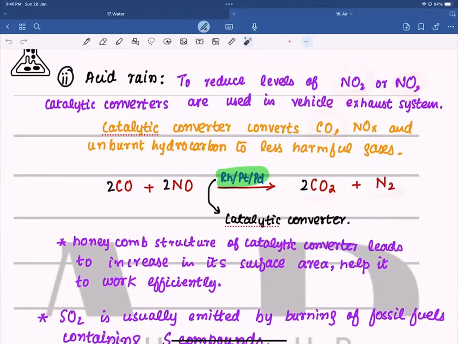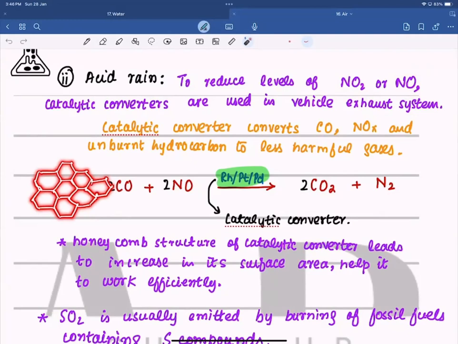It's a solid, but its structure is made like a honeycomb structure. So all the gases can pass through this, and this honeycomb structure makes its surface area very big, and as a result, all of the gases can easily react inside the catalytic converter. Carbon monoxide turns into carbon dioxide, and the nitrogen oxides turn into nitrogen only.